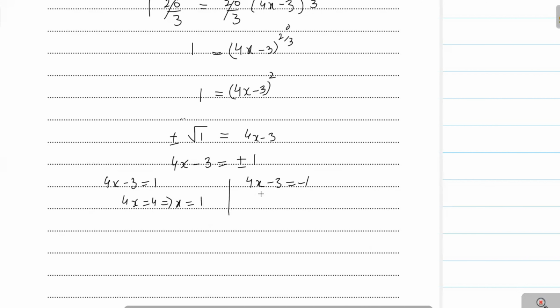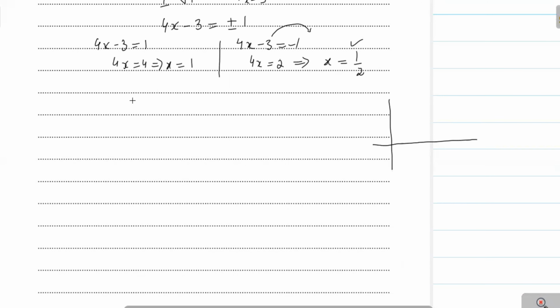We can write 4x equals 4, and therefore x equals 1. For the next value, 4x equals minus 3, shifting it from left to the right side, it becomes plus 3, so plus 3 minus 1 is 2, therefore x equals 1 over 2. These are the x coordinates of the stationary points, 1 over 2 and 1.